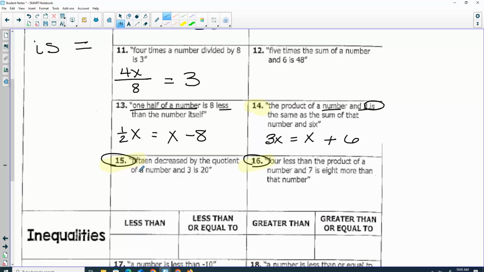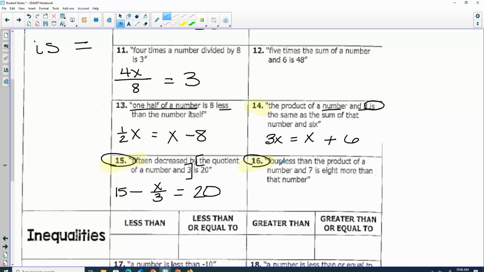Number 15. Decreased by. Decreased by means subtracting. The quotient. What does quotient mean? Dividing. So we're going to decrease it by the quotient of a number and 3. So I'm dividing a number and 3 is, tells me equals 20. We did have some mistakes on that one. So the decrease by was the subtracting, and then we had to do the quotient.